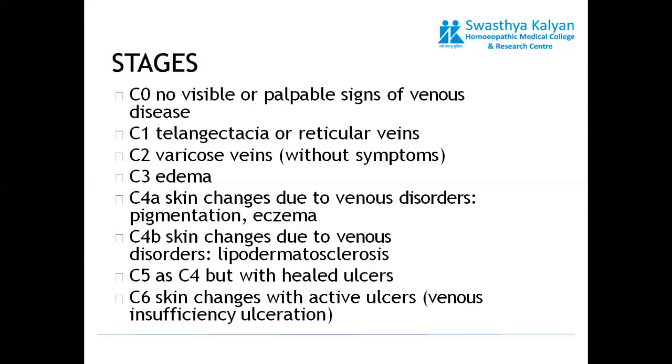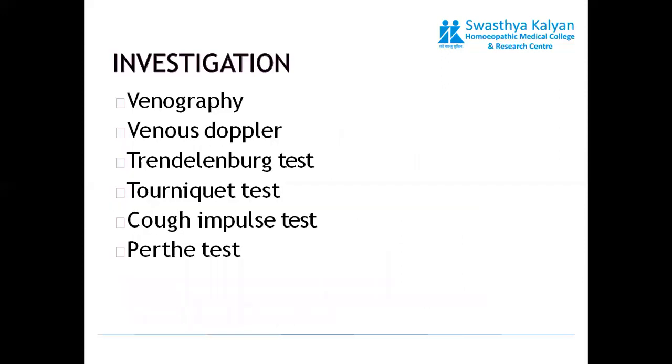In C5, the condition is that skin changes have occurred, but with a healed ulcer. But in C6, skin changes with an active ulcer, that is, venous insufficiency ulcer develops. That is an active ulcer. An oozing ulcer can be seen. It's not healed up. So these are all the stages of varicose vein. Now about the investigations. We'll look into the investigation and the management associated with varicose vein in the second part of varicose vein.